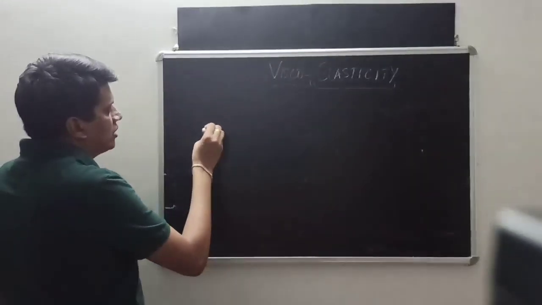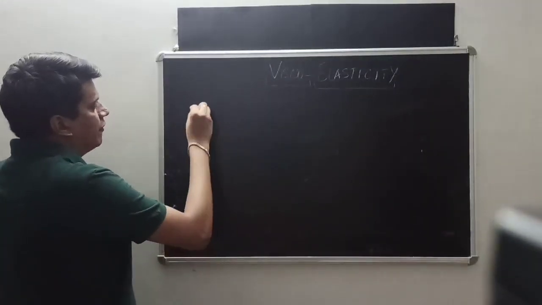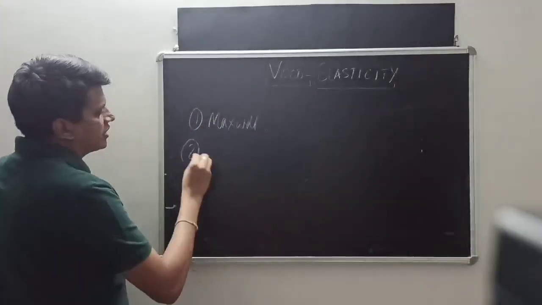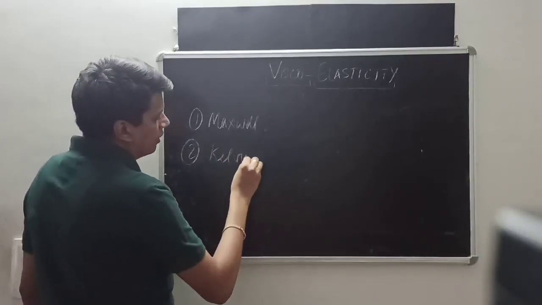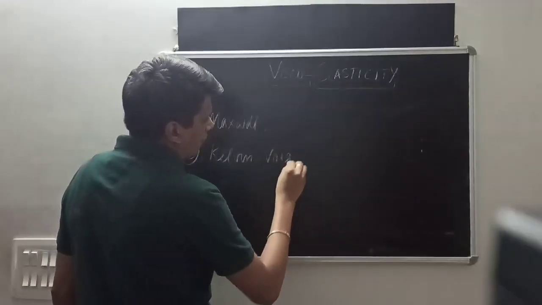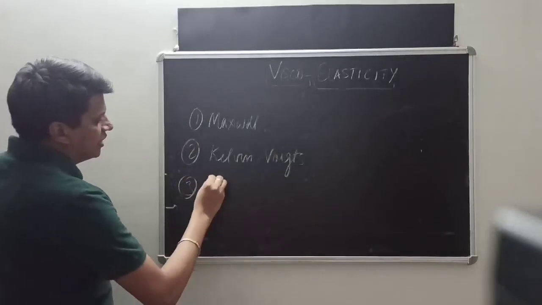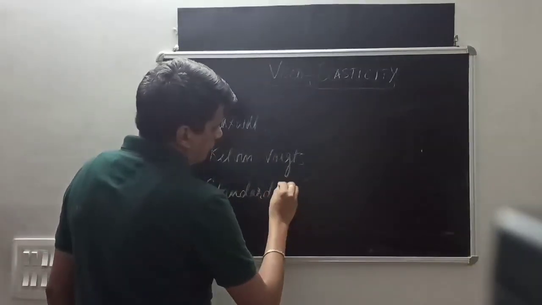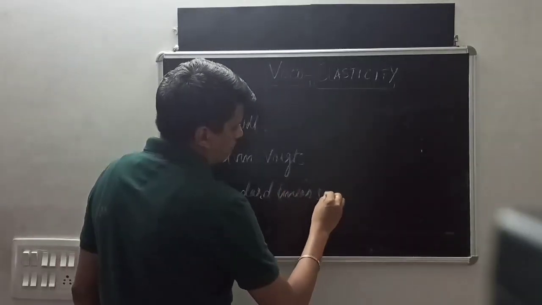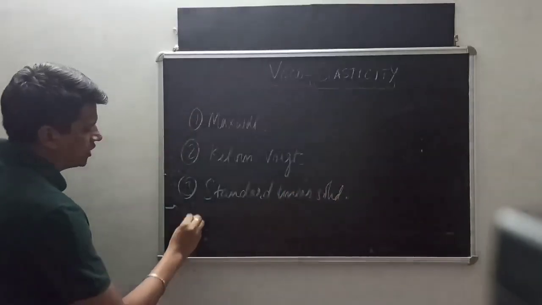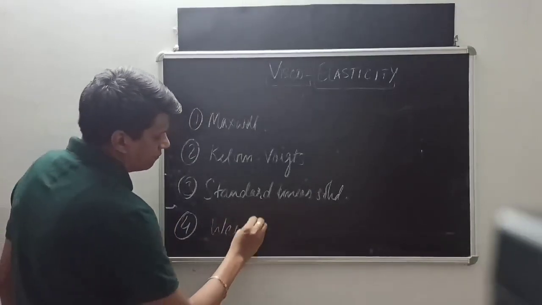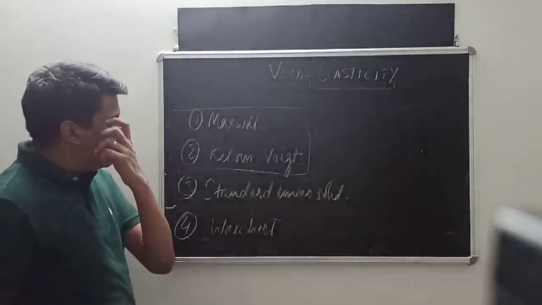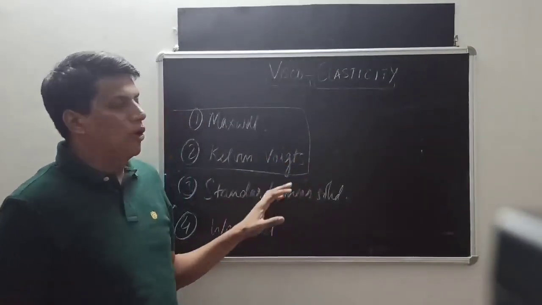Now there are several models, two of which are more important. The first one is the Maxwell model. The second one is Kelvin-Voigt's element. The third one is the standard linear solid model, and the fourth one is the Wiechert model. Out of these, Maxwell and Kelvin-Voigt's models are very important.